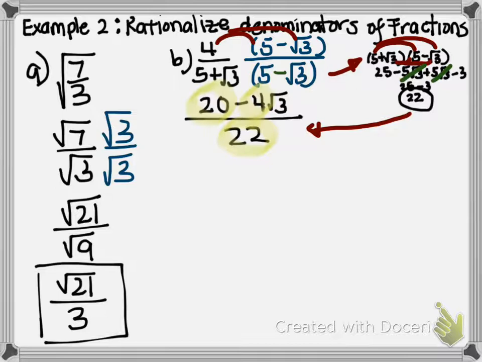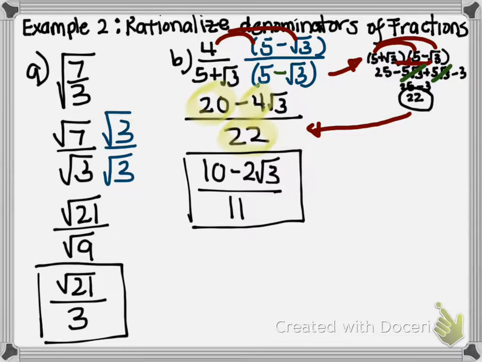Now 20, 4, and 22 actually all have 2 in common, so we're going to go ahead and divide out 2 from 20. That gives you 10. Divide out 2 from negative 4, which gives you 2 square root of 3. Now remember, you cannot divide the numbers on the outside with the numbers on the inside. And then the bottom one, 22 divided by 2, will be 11. So this is your simplified version.